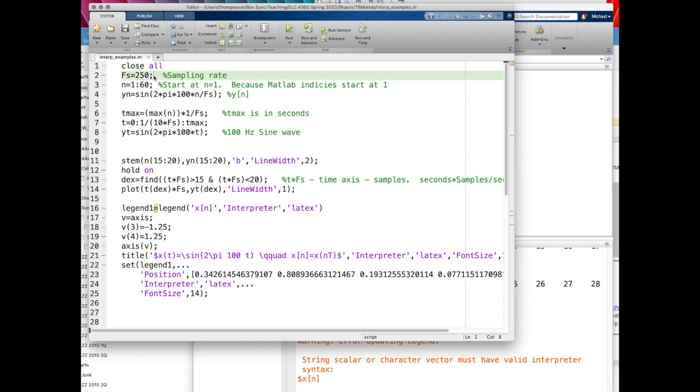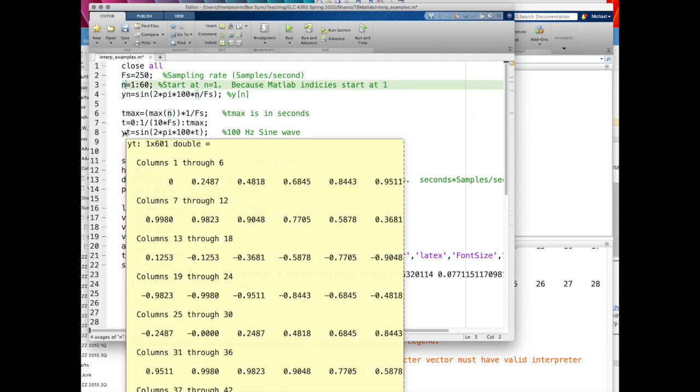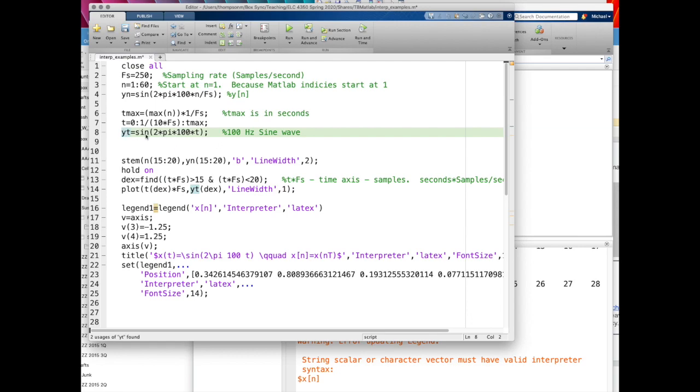The first thing I do is set the sampling rate, in samples per second. Then I'm going to take 60 samples of this signal. The signal, defined down here, is simply a 100 hertz sine wave, so sine of 2 pi 100 t, where t is in seconds. I'm taking 60 samples, 1 through 60. It's important to start at 1, because otherwise your plots get a little bit off, since MATLAB indices start at 1. I'm not going to go into the details on that, just take that on faith.